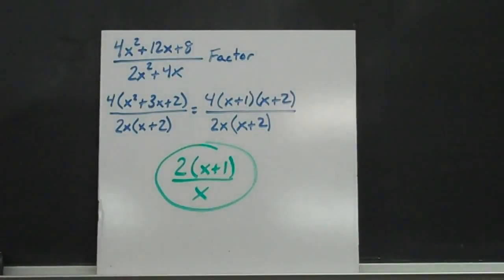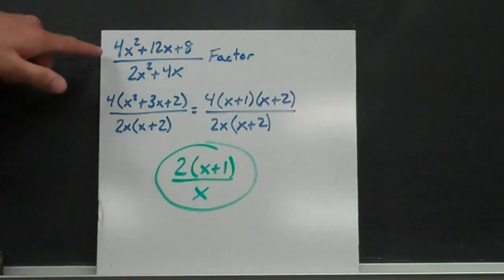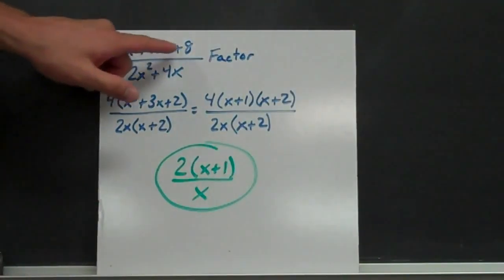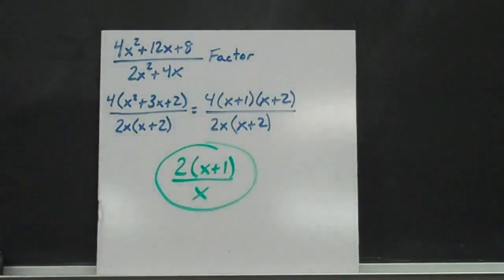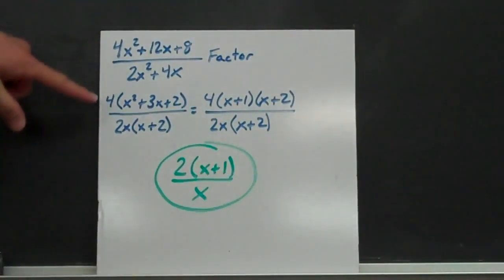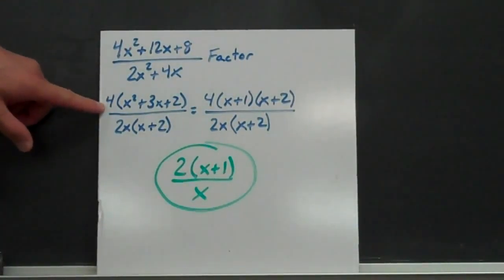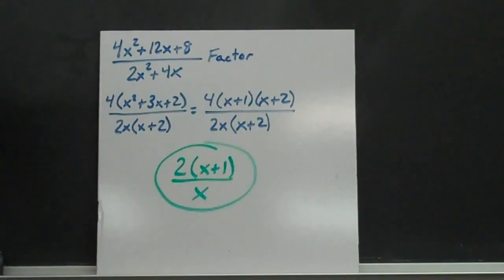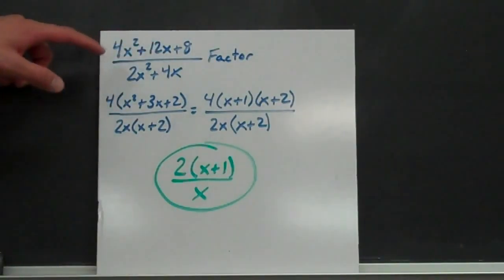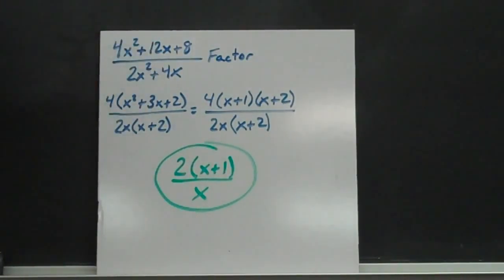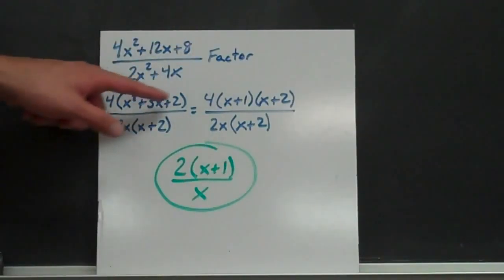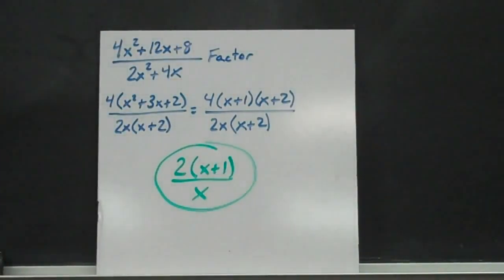Again, the first thing we need to do is factor. On the top, all of these are divisible by 4. So we take a 4 out of each one. 4x squared divided by 4 is x squared. 12x divided by 4 is 3x. 8 divided by 4 is 2. Okay, so we take the 4 out of each one, and we're left with x squared plus 3x plus 2.